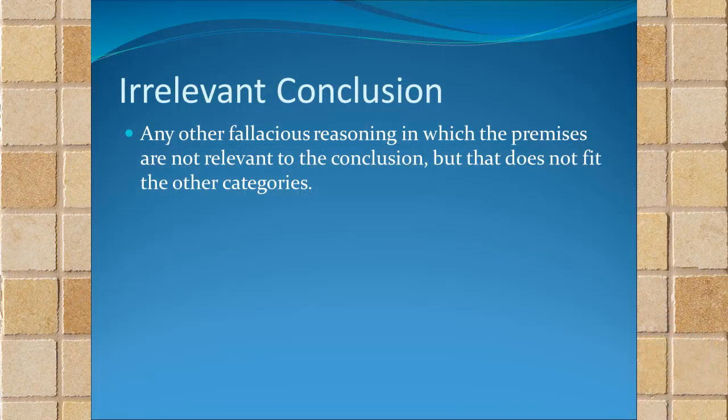Okay, so like I said, the last one, the irrelevant conclusion, is basically for any other fallacies that don't fit the category. Now there is one type of fallacy that I think I mentioned in the reader that I'll mention here, because the name comes up a lot, so I'll teach it to you guys. It often fits in this category as an irrelevant conclusion as well. And it's called the red herring.